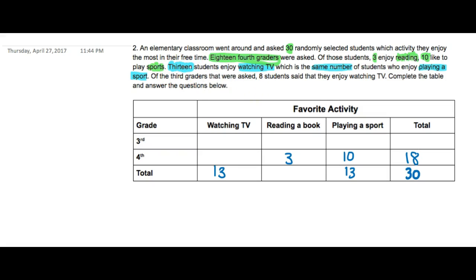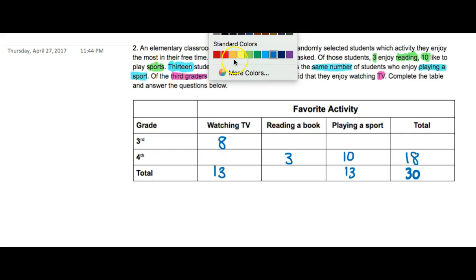Now, it says of the third graders, so let me change this. Of the third graders that were asked, 8 of them like watching TV. So 8 third graders like watching TV, which is this box right here. Now it says complete the table and answer the questions below. So this is all the information that we are given from this story problem paragraph. But now we just go back and we fill it in with everything else that we know.